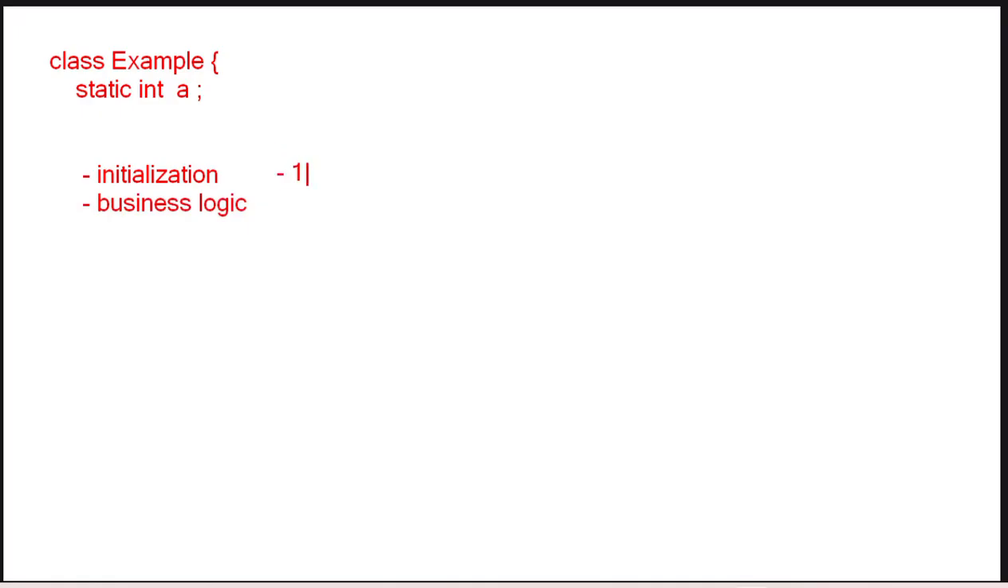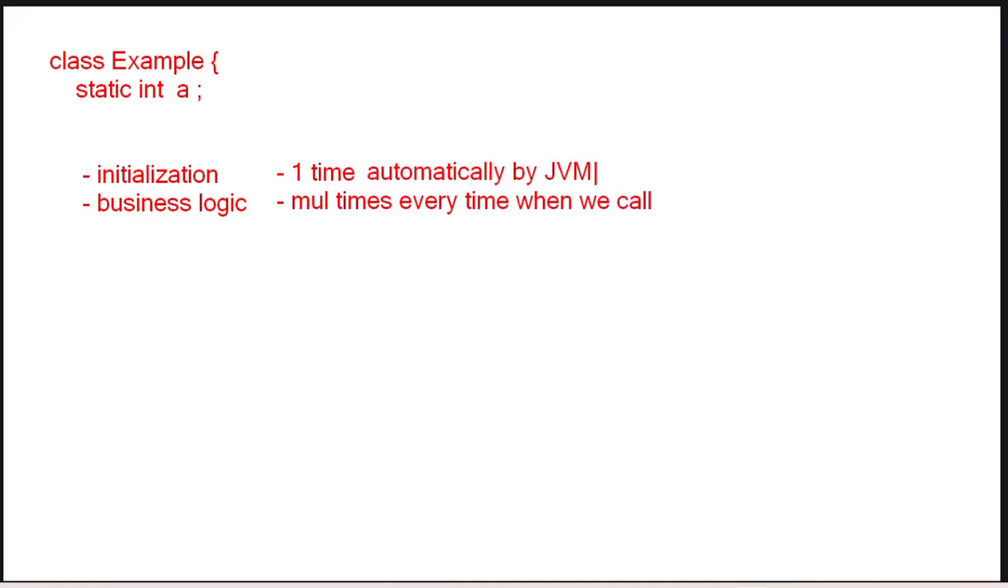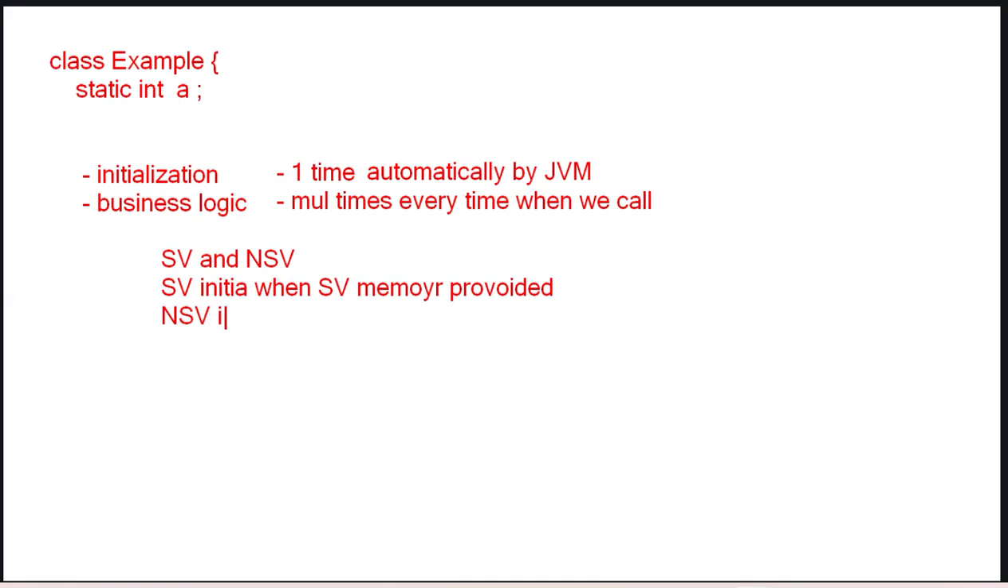Initialization logic must execute only one time. Business logic must execute multiple times, every time we call. Initialization logic must be executed one time automatically by JVM. Initialization logic belongs to what? Static variable and non-static variable. Static variable initialization logic must be executed when static variable memory is provided. Non-static variable initialization logic should be executed when non-static variable memory is provided.